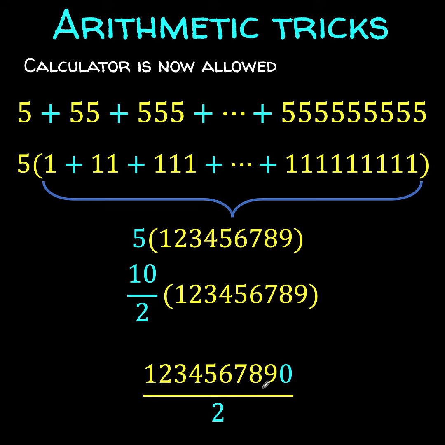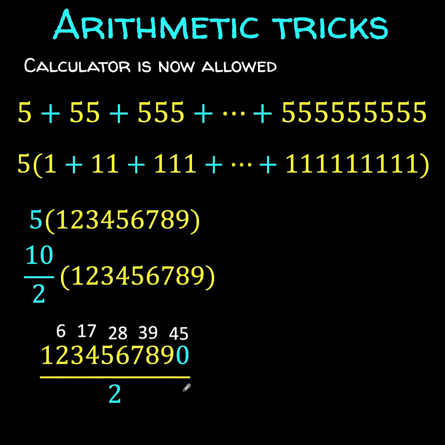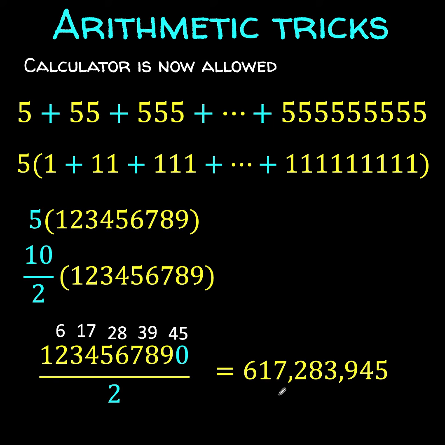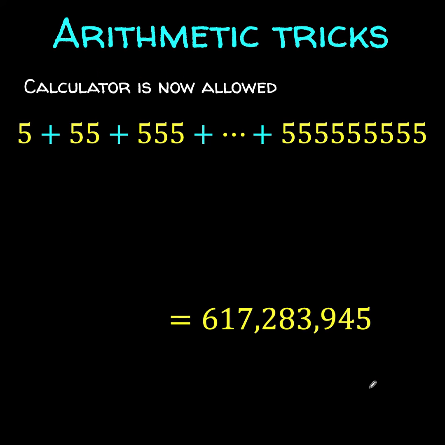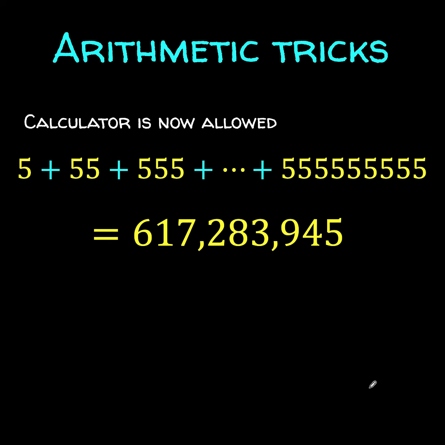Now, to divide by 2, we can do it like this. 90 divided by 2 is 45. 78 divided by 2 is 39. 56 divided by 2 is 28. 34 divided by 2 is 17. And 12 divided by 2 is 6. Therefore, the quotient here is 617,283,945, which is now the answer to our original problem.